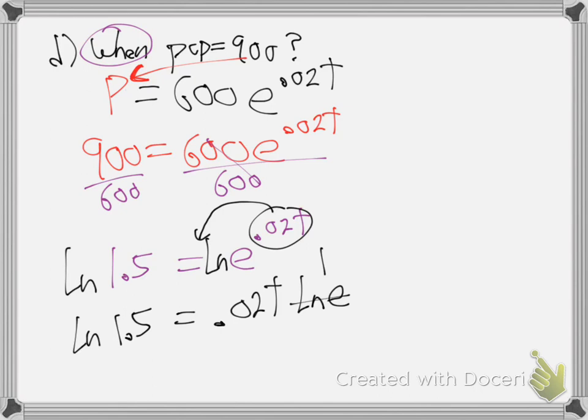And how do we get T alone? Divide by 0.02. And T's alone. Hit the buttons on your calculator.